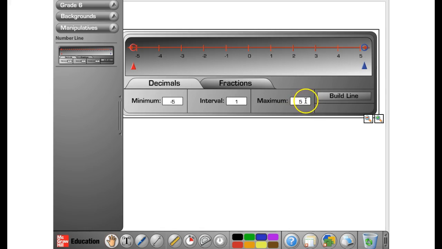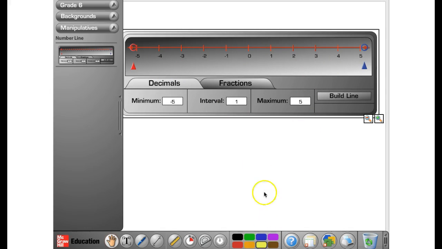Like for instance, the maximum, I can make it more than 5. Of course, then I would have a scroll bar to go to that point, and I can make the minimum less than -5. But for this demonstration, I'll just keep it with a relatively short number line.